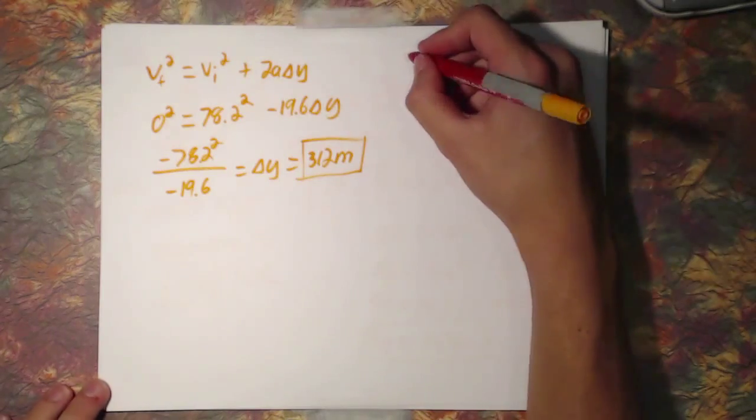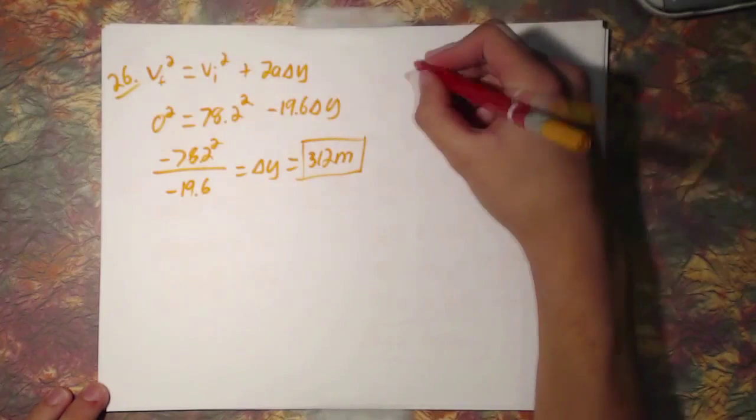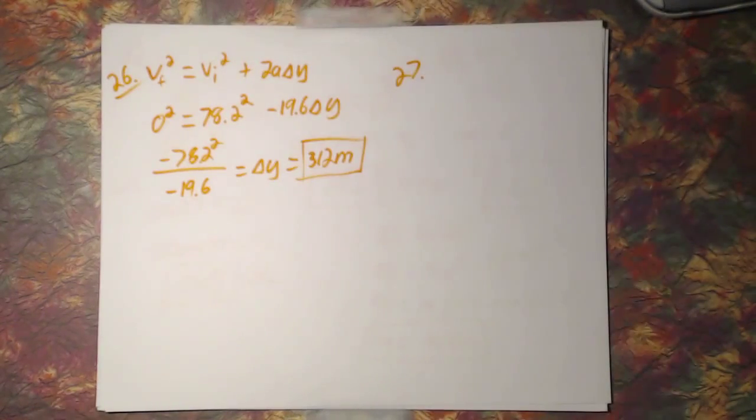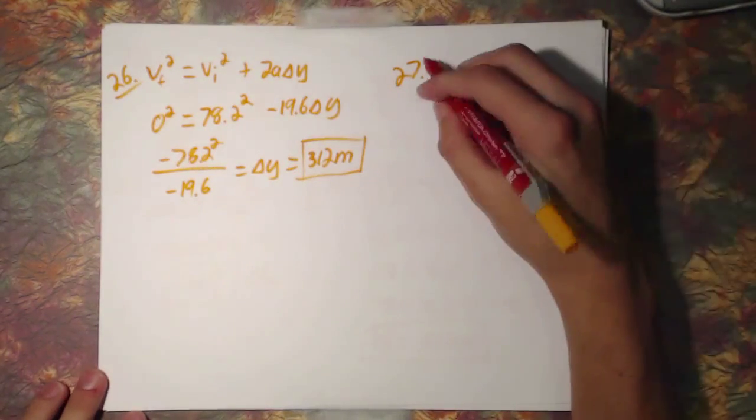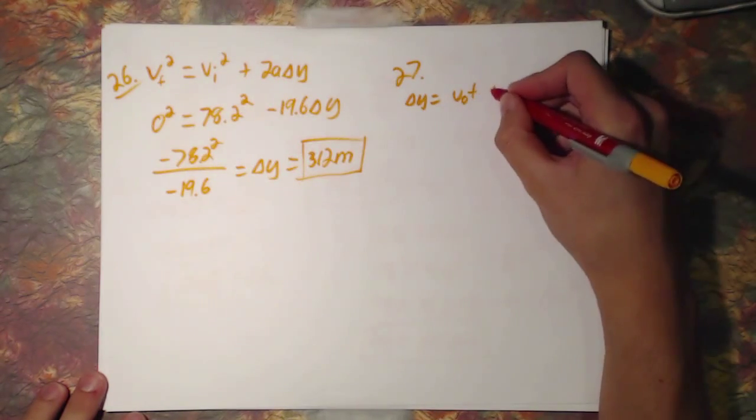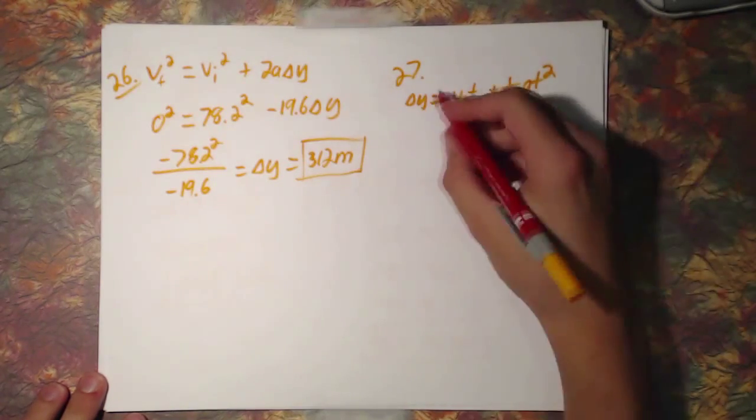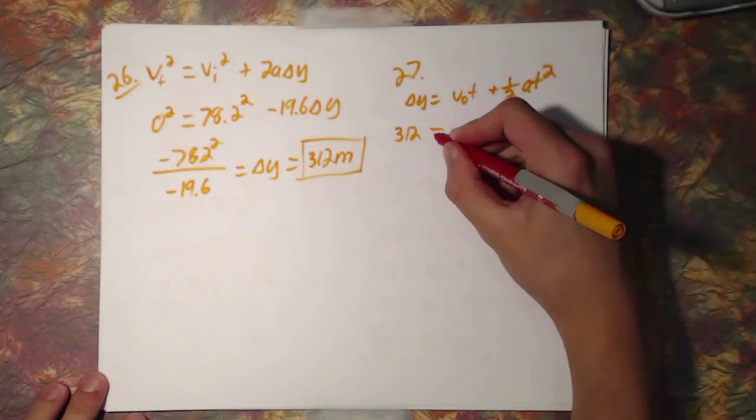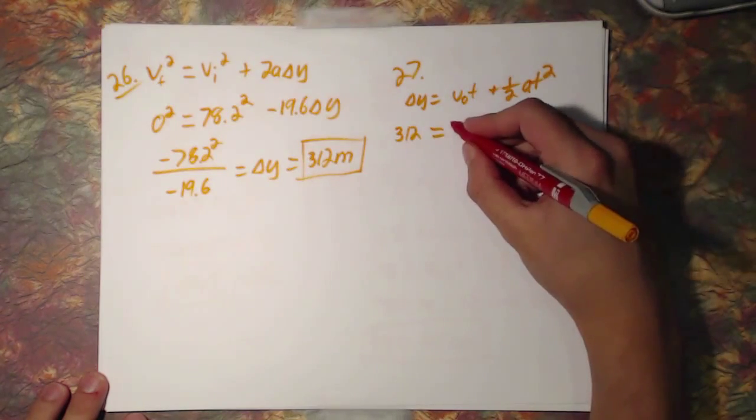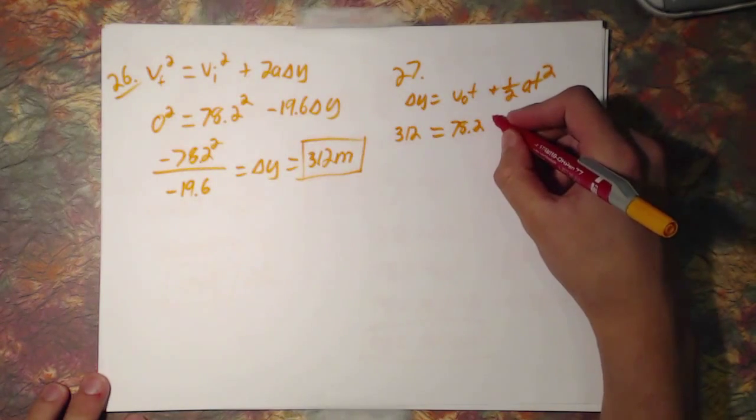And then the final part of this question is question 27, and it says, how much time will it take the ball to reach its maximum height? So now we're going to use the other equation, which has time: delta y equals v naught t plus 1/2 a t squared. But now we have our delta y, it's 312 meters, equals v naught t, and we're looking for time.